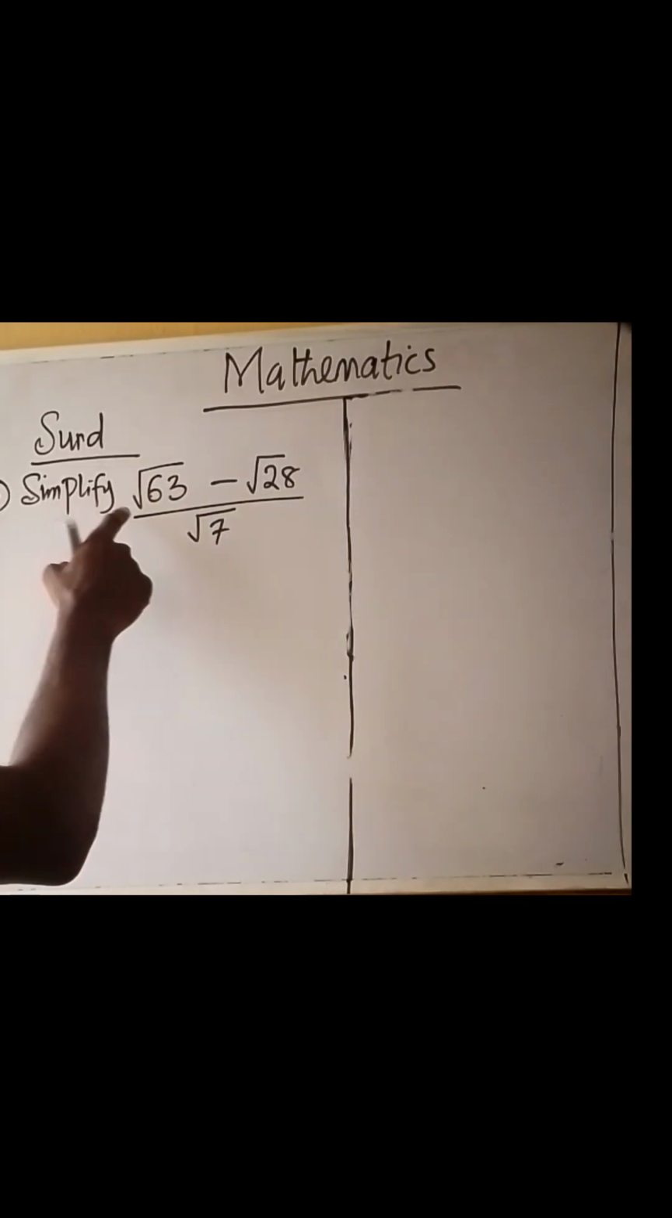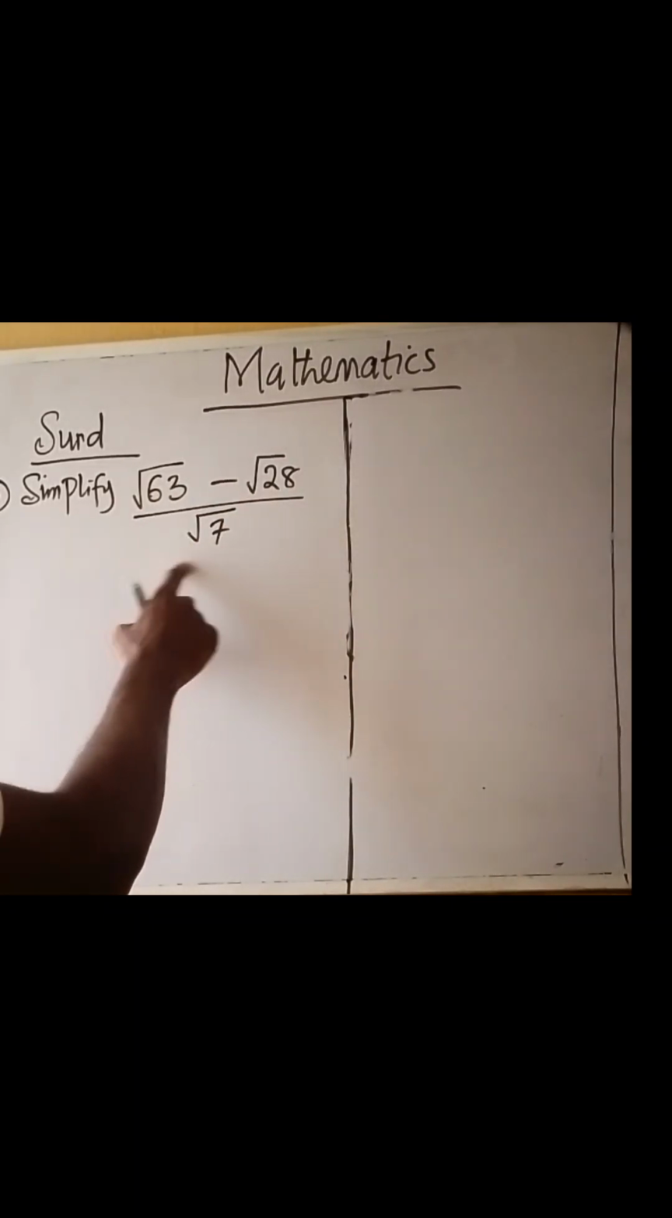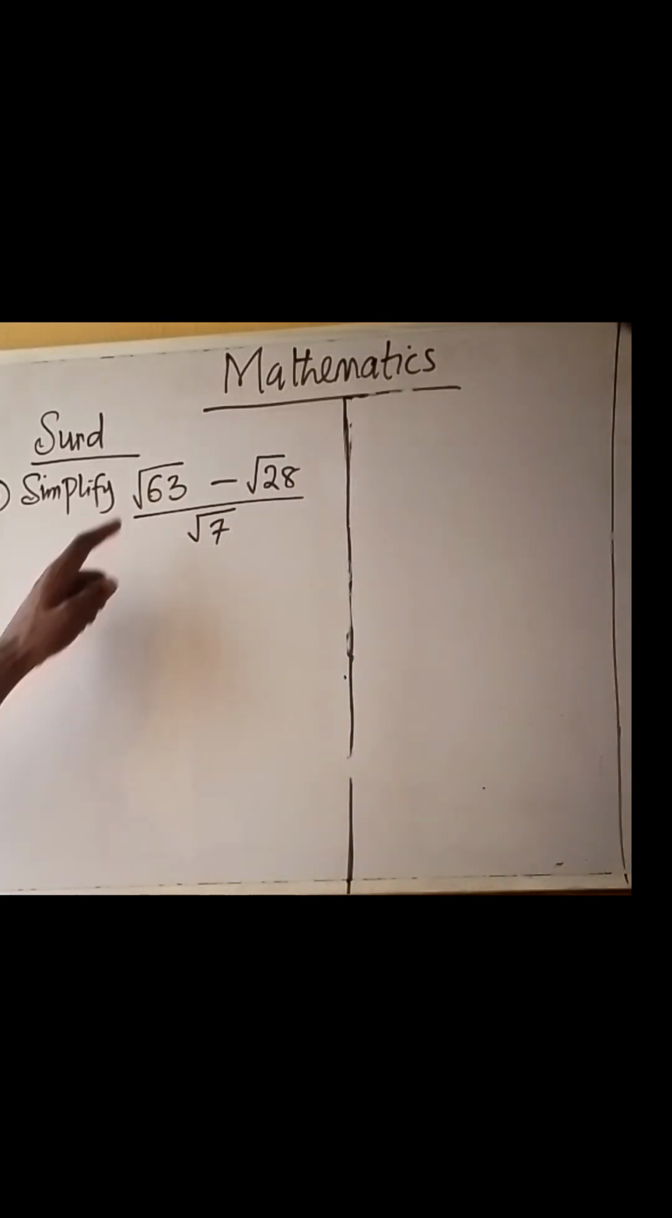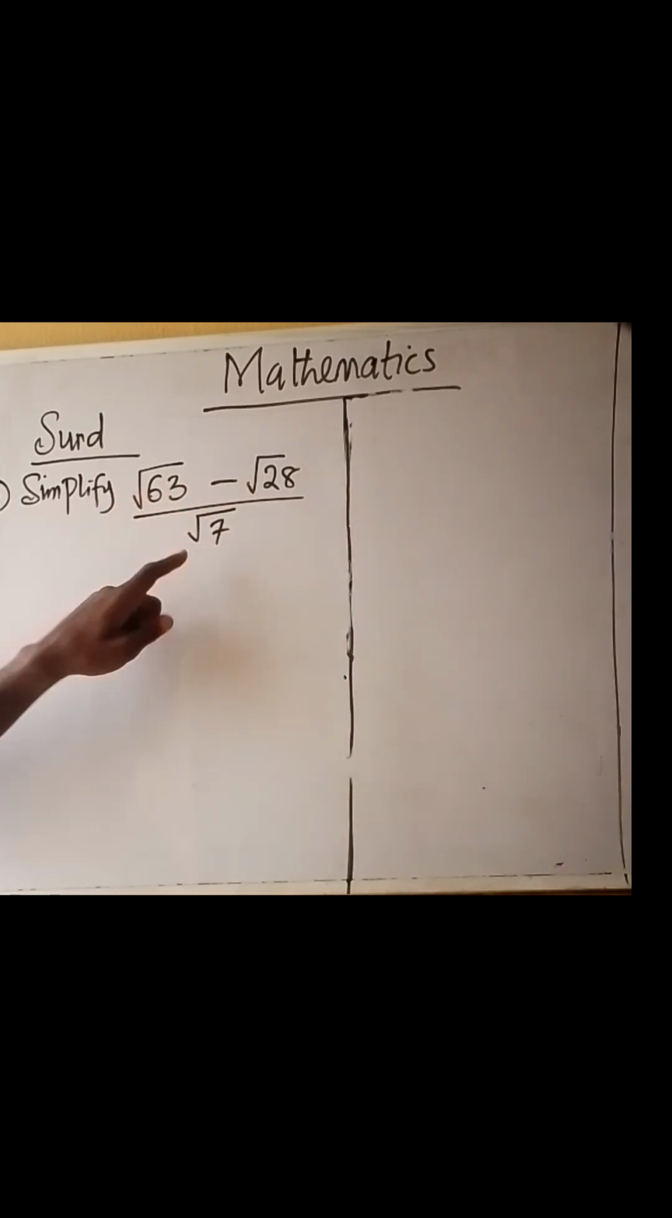They said I should simplify root 63 minus root 28 over root 7. Root 63 minus root 28 over root 7. Now, for you to understand anything in surd, you must get used to your perfect squares.